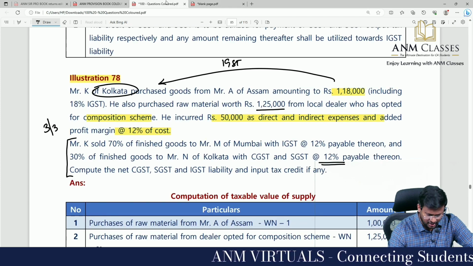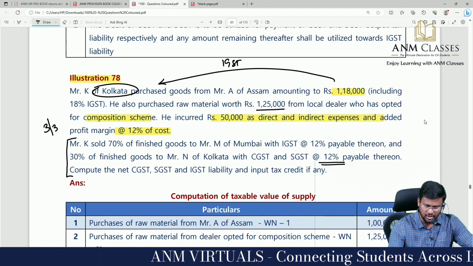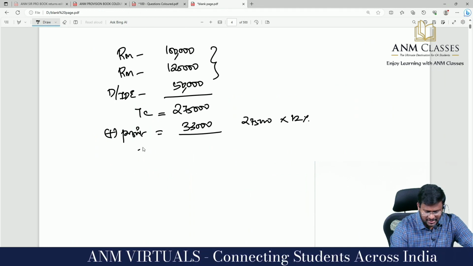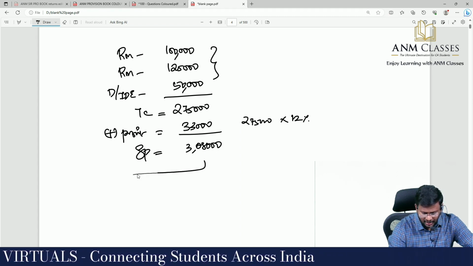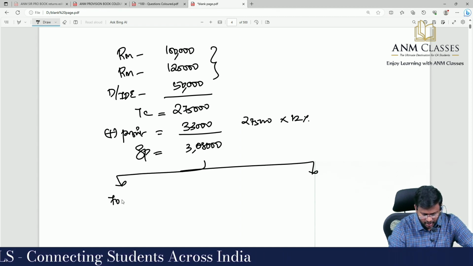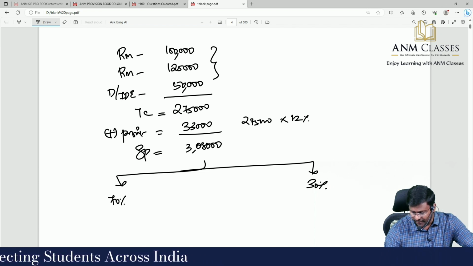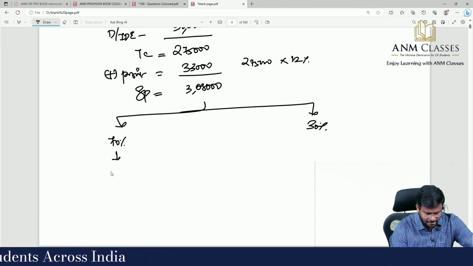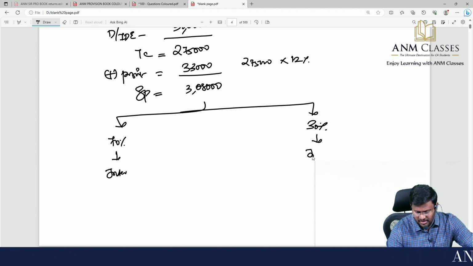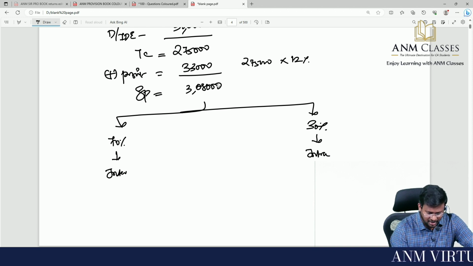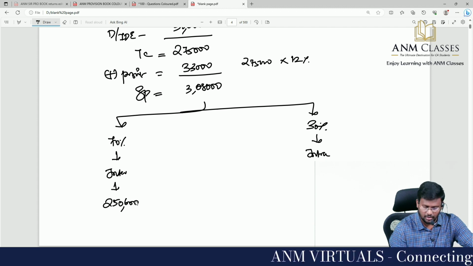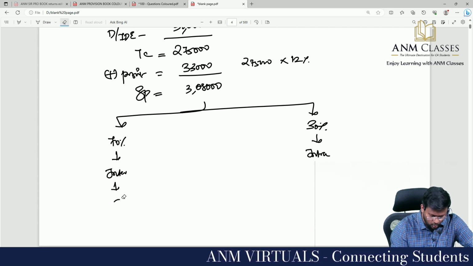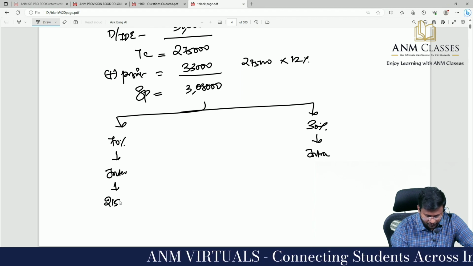Is there any depreciation like that in the scheme? No, sir. In this question, there is no question of capital goods. So what is the selling price? 3,08,000. Out of 3,08,000, we are having classification. 70% is interstate supply. 30% is intrastate. 3,08,000 into 70% is 2,15,600.